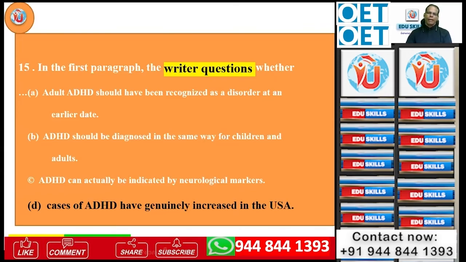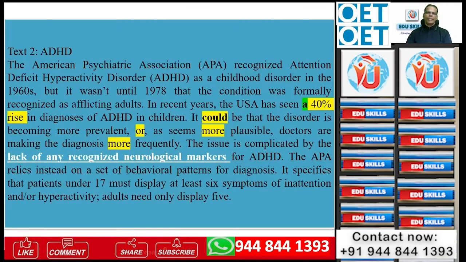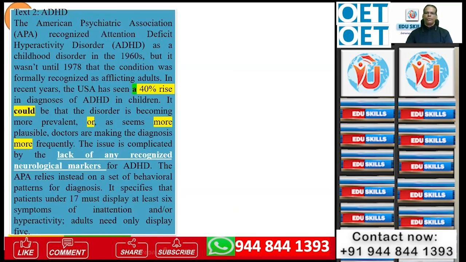And we have seen in the paragraph, it has not genuinely increased because they have put more diagnosis now and the system has improved. So it is possible that these are put into more diagnosis more frequently so that you have more numbers. It doesn't mean ADHD is affecting more people. So the author has an apprehension, he doesn't agree. So he questions the fact whether they agree. Let's see how it works.